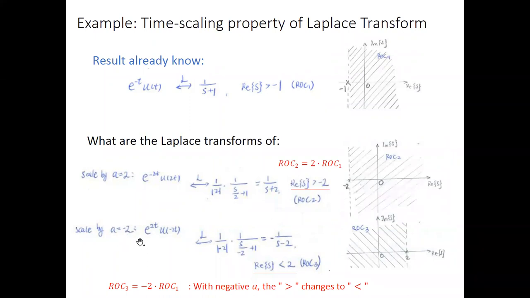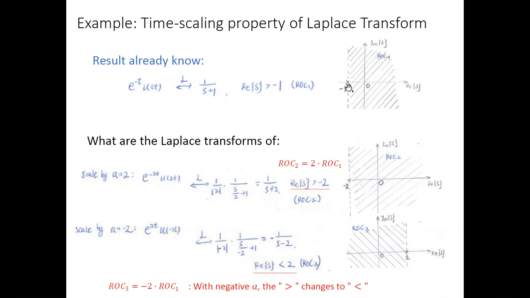But let's look at the next example, exponential 2t u of minus 2t, which is a scaling of the signal above by a equals minus 2. Again, we can apply the formula to obtain the Laplace transform, with s divided by minus 2 and the absolute value of minus 2. After some simplification, it's 1 divided by s minus 2 with an additional minus sign at the beginning. Its region of convergence is ROC3, which should be minus 2 times ROC1.